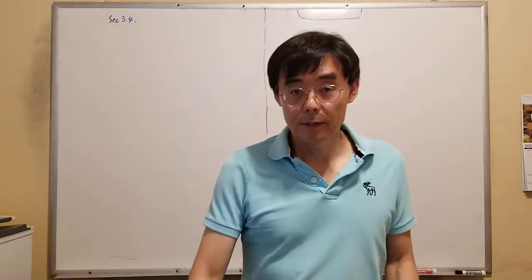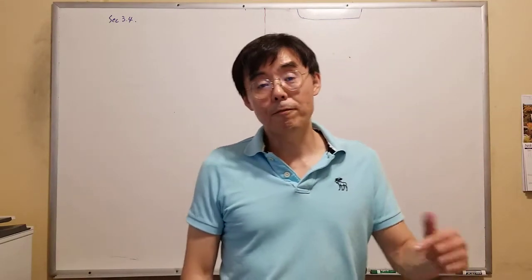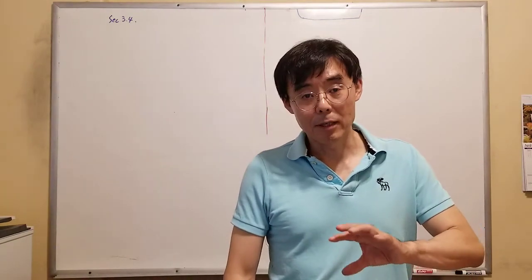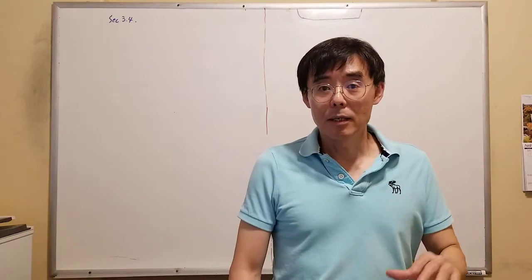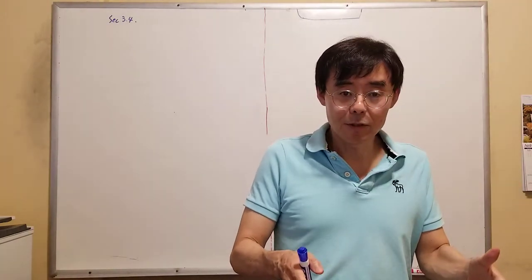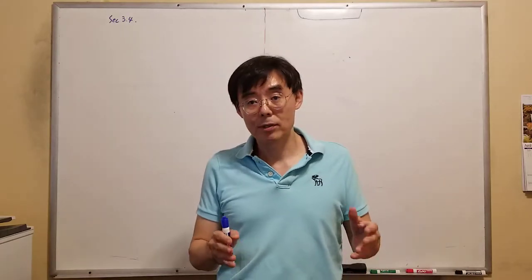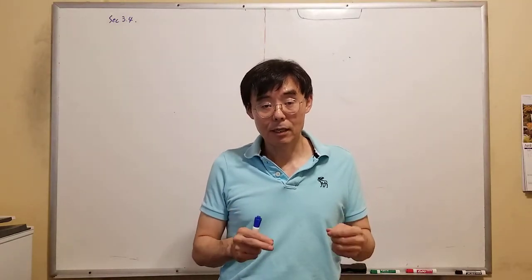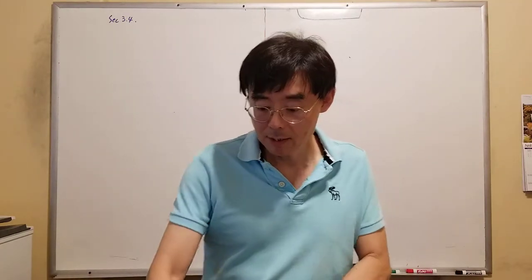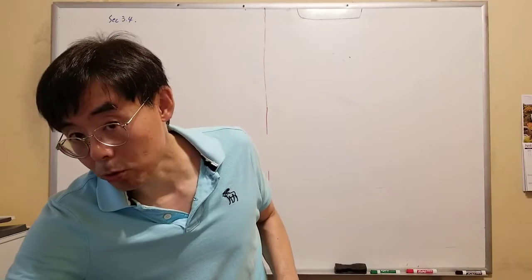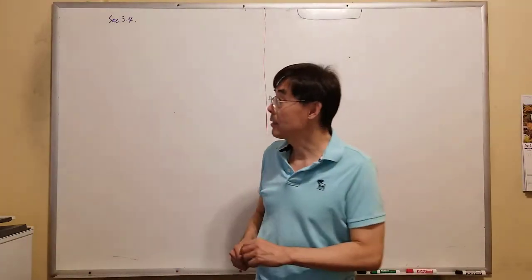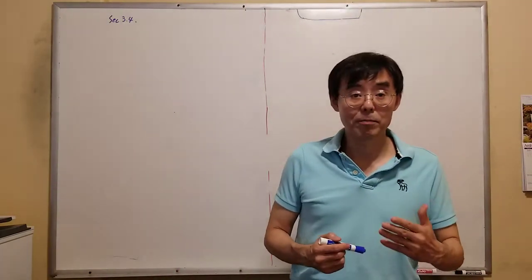Hello everyone, this is section 3.4, the later part. The first two-thirds of the material of section 3.4 was covered in Calculus 1. Now, the final one-third portion of the section is about the tangent line to a parametric curve.